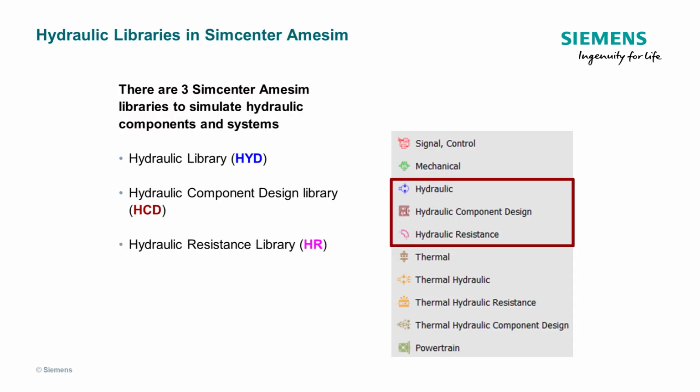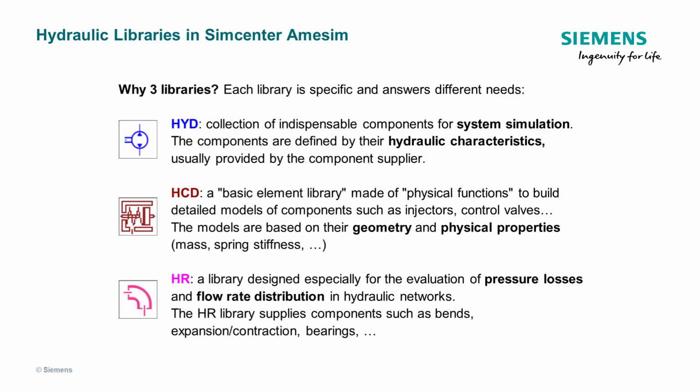So there are three main libraries that can be used to build hydraulic system or hydraulic component models, depending on your simulation objective. They are the hydraulic library, HYD, the hydraulic component design library, HCD, and the hydraulic resistance library, HR. Why are there three different libraries for hydraulic system modeling? It depends on your modeling or simulation needs.